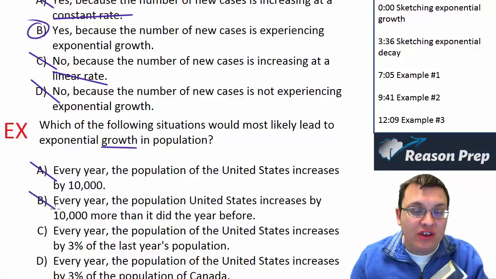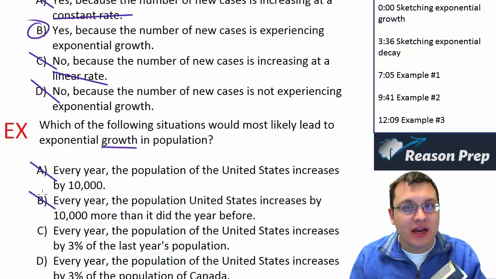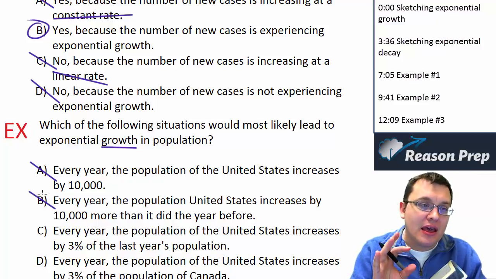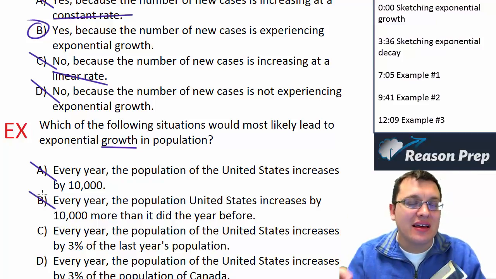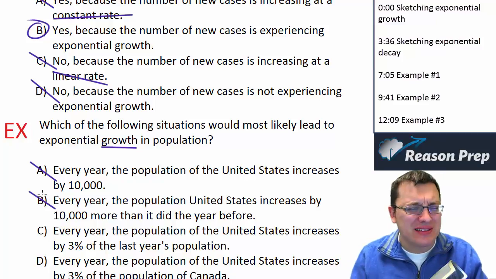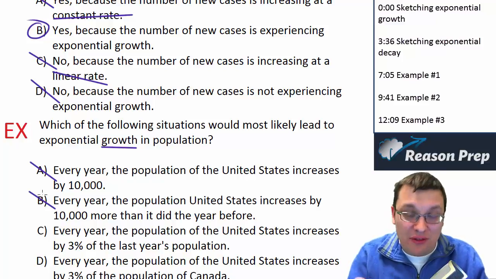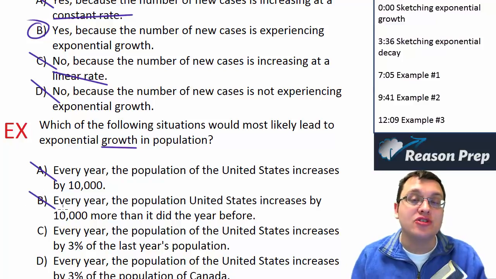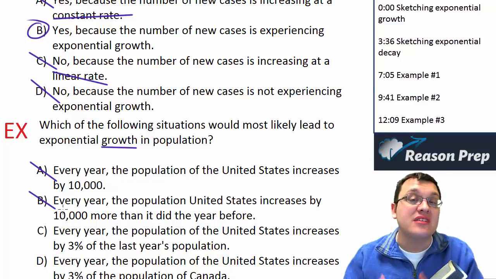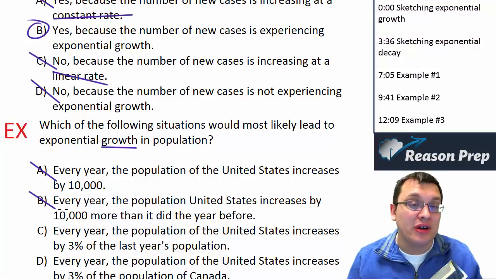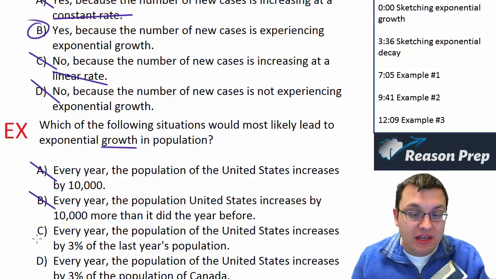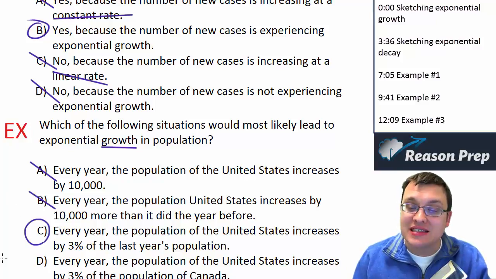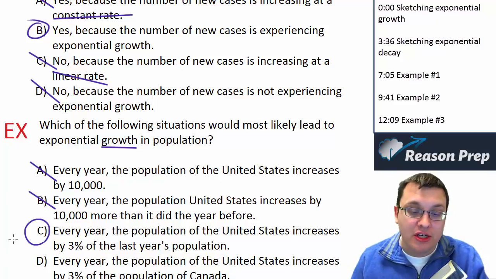So even though this is increasing at a constant rate, it's increasing its rate at a constant rate, if that makes any sense. Point is, as we'll see in another example question of this on the real test, this is not going to be exponential because it's got to increase by a certain percentage of itself. That's where you get exponential growth. So indeed, C looks good because that is an increase of 3% of the last year's population.